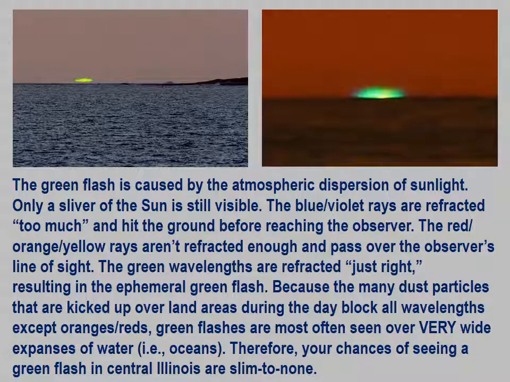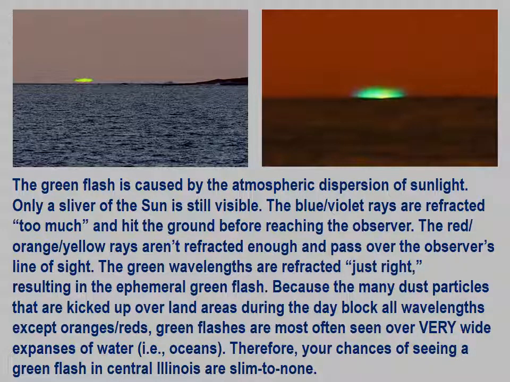The green flash is caused by the atmospheric dispersion of sunlight. Only a sliver of the sun is still visible. The blue and violet rays are refracted too much and hit the ground before reaching the observer. The red, orange, yellow rays aren't refracted enough and pass over the observer's line of sight. The green wavelengths are refracted just right, resulting in the ephemeral green flash.